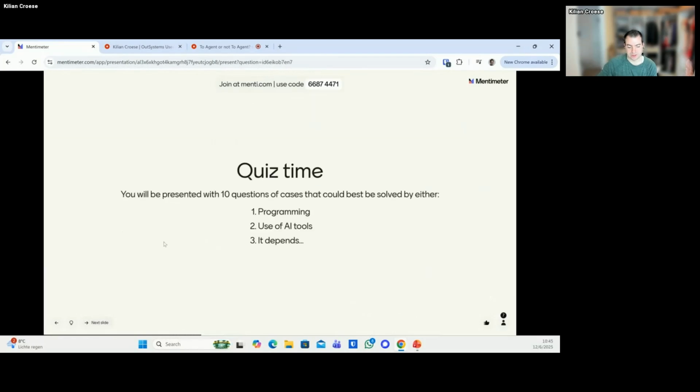So as I said, 10 questions. You need to give an answer whether that problem, which is a short sentence, should best be solved in general with a programming solution, so low code, high code, whatever, or use of an AI tool or agents or whatever. Or of course, since we're software developers or architects, it depends. Sometimes it's not clear, sometimes it's a combination of both. But let's get going.